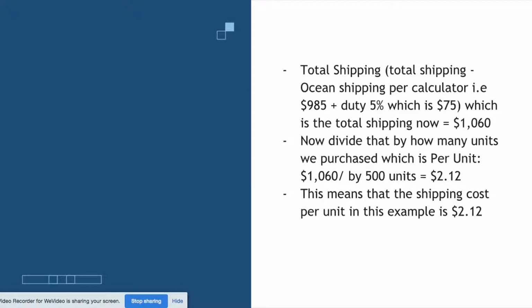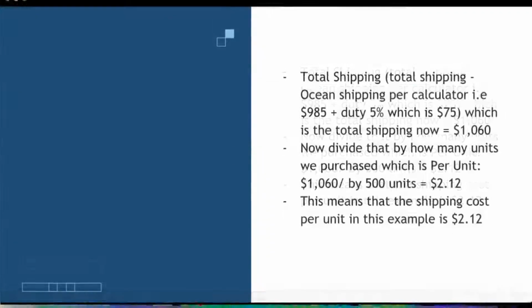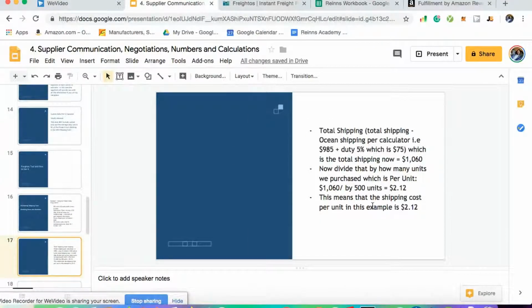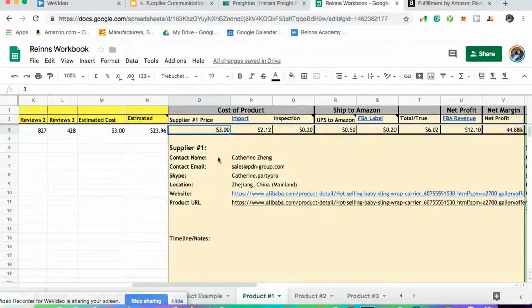Now, 2.12 is the value that we're going to enter on the product opportunity spreadsheet. So this 2.12 is what we will take, and then we will enter it here. Now you've seen how we came about with 2.12. That's it. So we just write it down up there. That is what we will be using as our shipping fee per unit, and I've shown you how to come up with that figure.